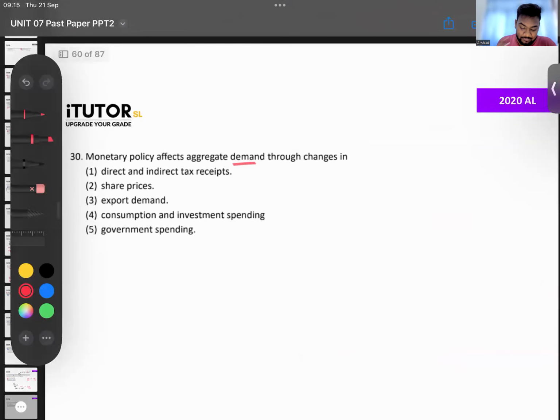Which one is this, guys? Monetary policy, how does it affect aggregate demand? Especially monetary policy is interest rates, right? What did I tell you? Interest rates affect what? We have been speaking about this for all the past papers. What happens when interest rates change? It affects consumption and investment, no? When interest rates decrease, consumption will increase and investment will rise. If interest rates rise, consumption will fall and investment will fall.